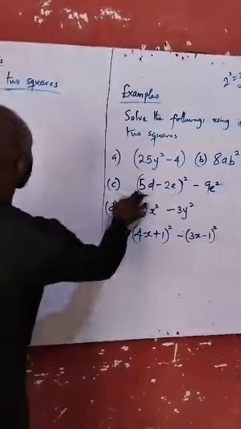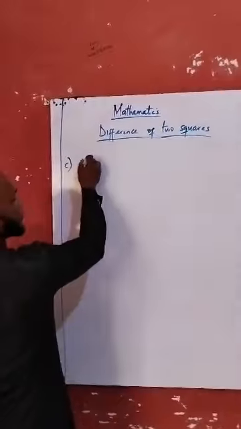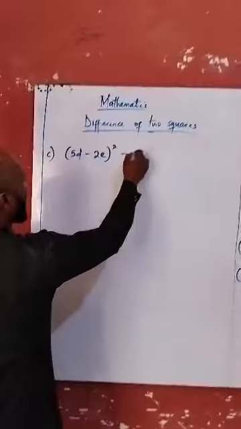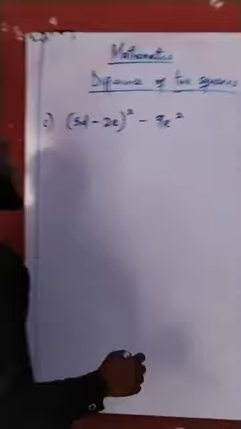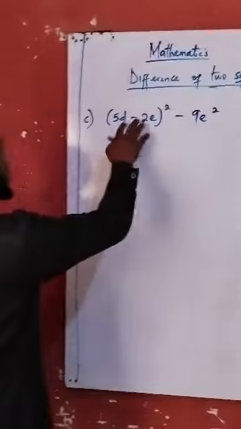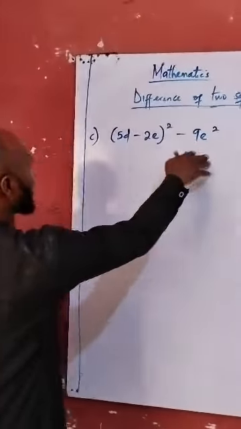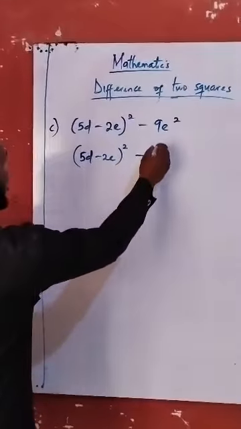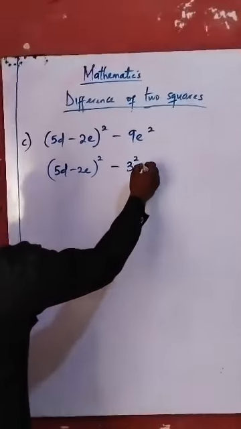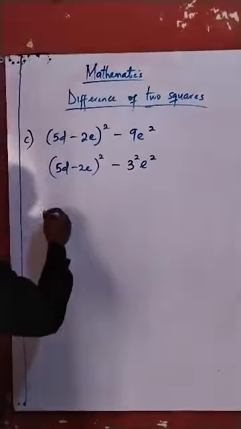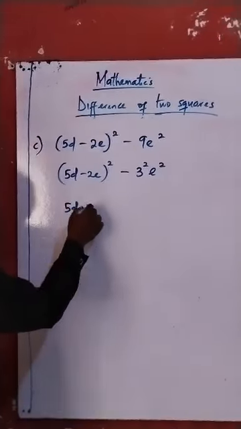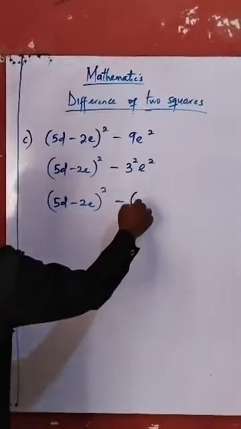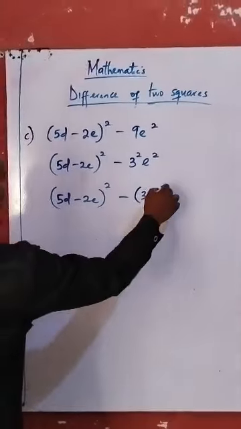Now to our third question. We have 5d minus 2e squared minus 9e squared. So this is already a square, but this is not yet a perfect square. So we have 5d minus 2e squared minus 9 itself is what? 3 squared. Yes, sir. E squared. 3 squared will give us 9, which is 3 times 3. So this becomes 5d minus 2e squared minus 3e squared, since both 3 and e are squared. So I'm going to have a common square for both of them, 3e squared.